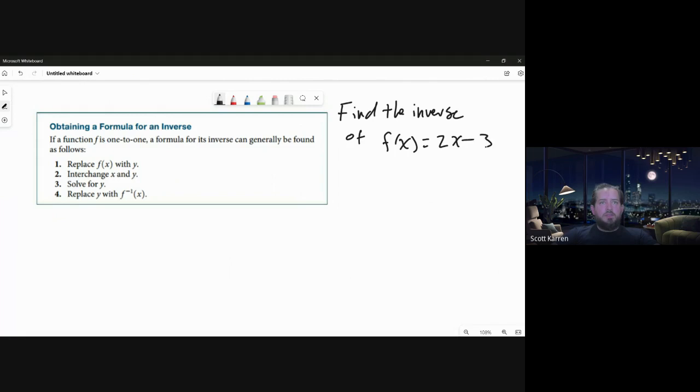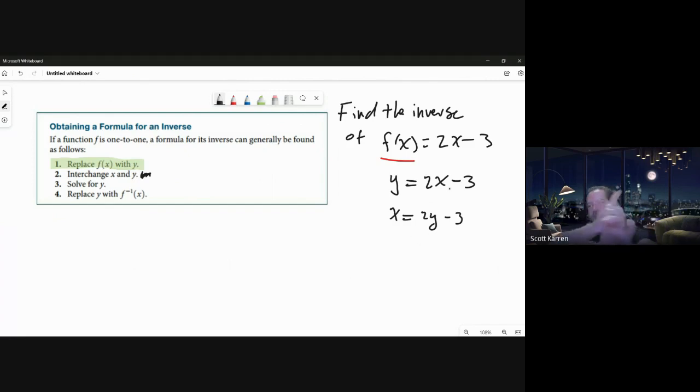the first thing I want to do is replace f of x with y. So instead of f of x right here, I'm going to call that y, just to get out of the functional notation. y equals 2x minus 3. And then the next thing, I'm going to interchange x and y, right? So instead of y equals 2x minus 3, I'm now going to call this x equals 2y minus 3.